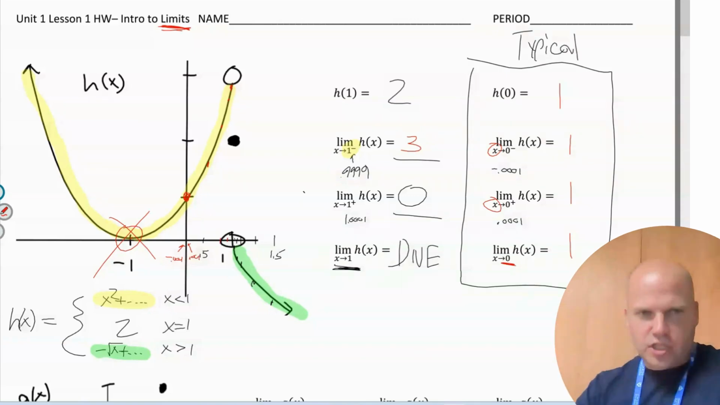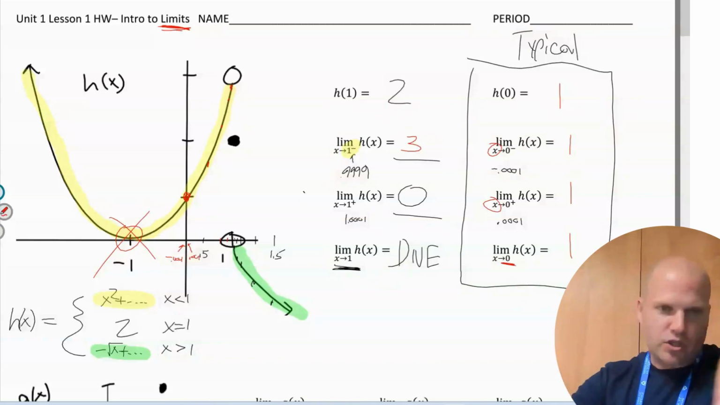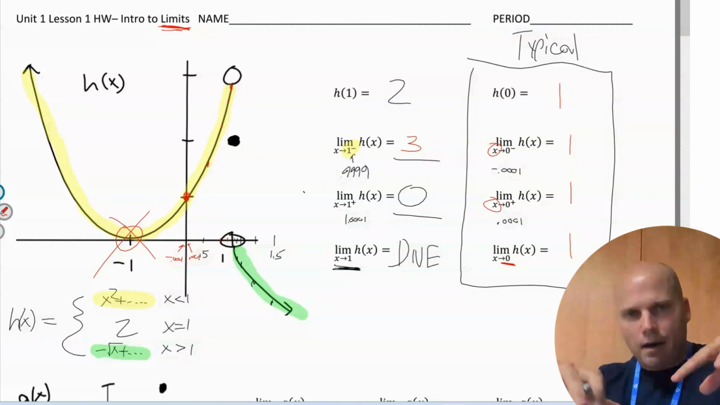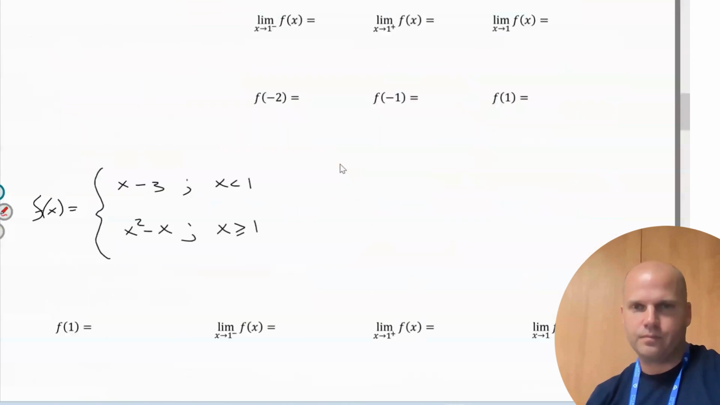Typically, functions are just continuous. Maybe there's one little interesting thing, like one asymptote or something. But typically, functions are nice and they're smooth. Typically, limits and function values agree with each other. But to challenge you to make sure you understand the concept of a limit, we are going to mostly focus on the more interesting locations where things disagree with each other. Okay, so there it is.